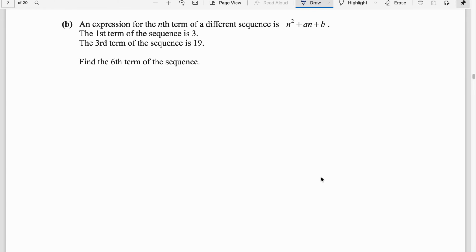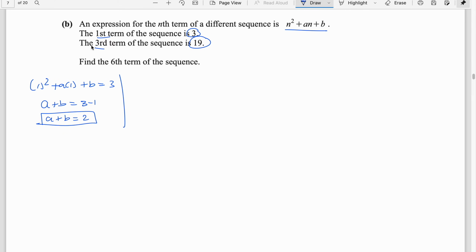B part. An expression for the nth term of the sequence is already given. First term is 3. Third term is 19. So find the sixth term of the sequence. We'll first use the data to find a and b. The first term is 3, so the value of n is 1, and it should equal 3. Simplifying, a plus b, taking 1 to the other side, 3 minus 1, so a plus b equals 2 is the first equation.